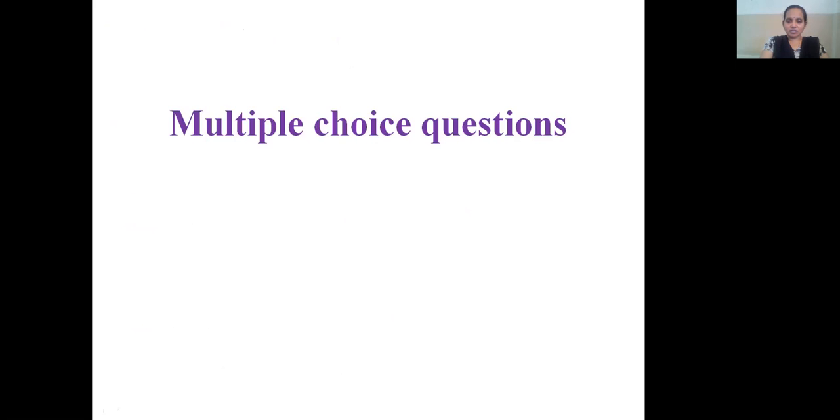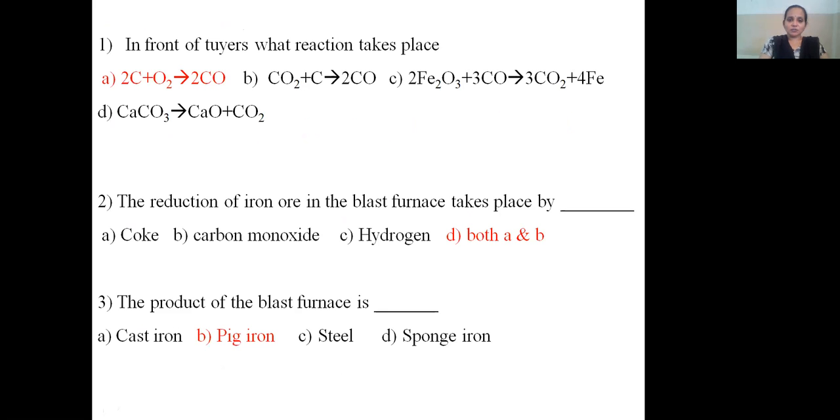Multiple choice questions. In front of tuyeres, what kind of reaction takes place? I have already told you, in front of the tuyeres, what is the function of tuyeres, which inject the hot blast of air. The oxygen in the air reacts with coke to produce carbon monoxide. The carbon of coke reacts with oxygen present in the air to form CO gas.